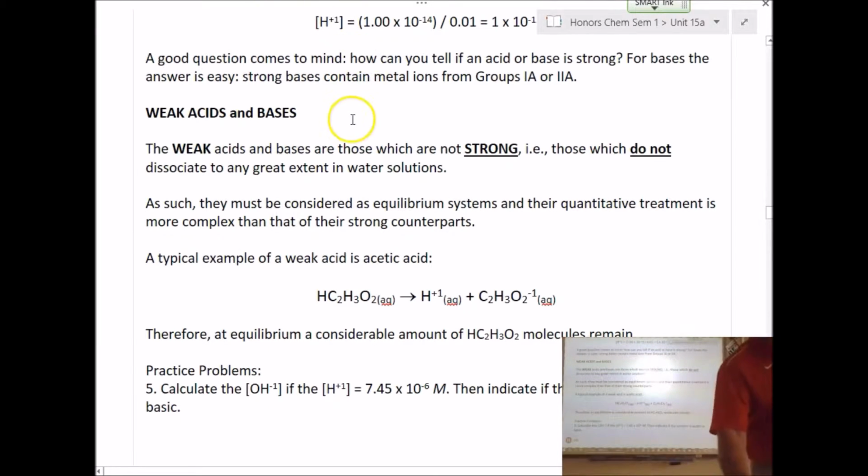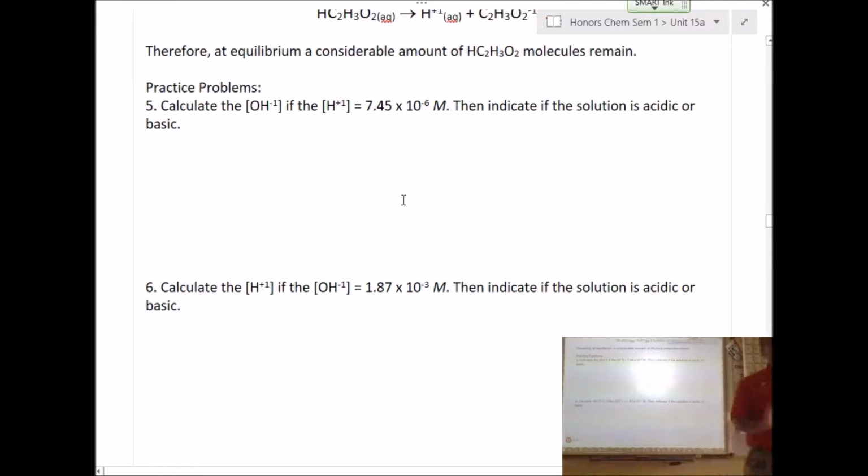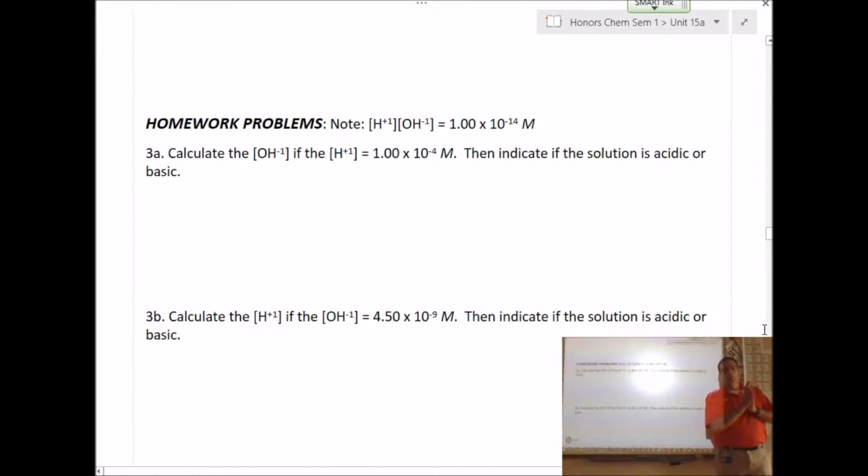Okay. Let's do a practice problem. So what does it mean if it's weak? It means they do not dissociate to any great extent in water solution. Or it's not 100%. Good.